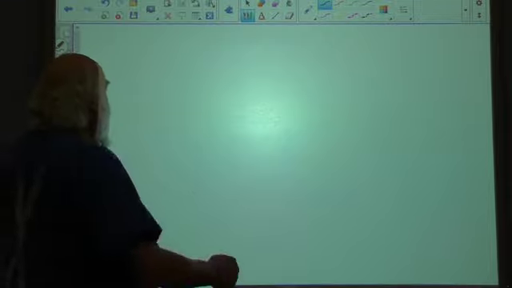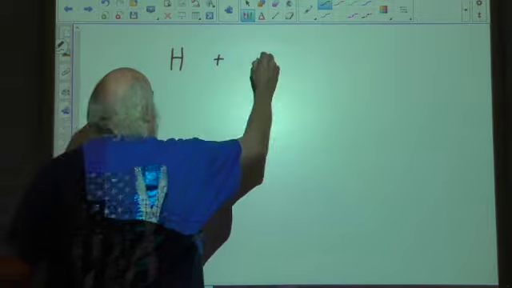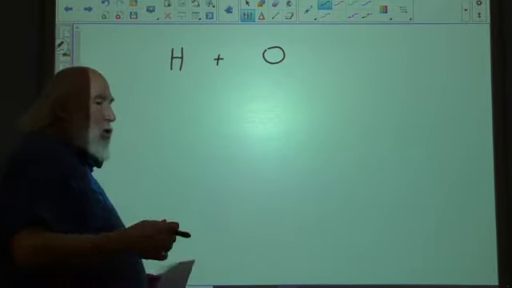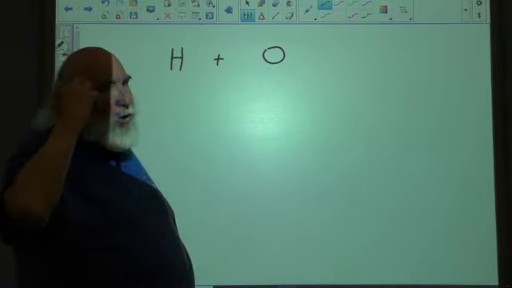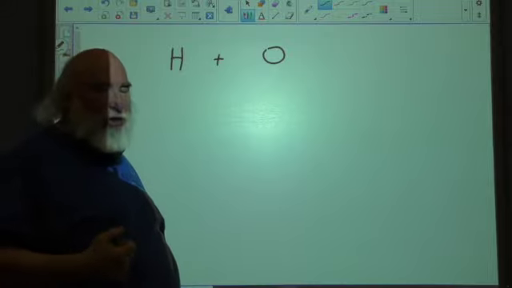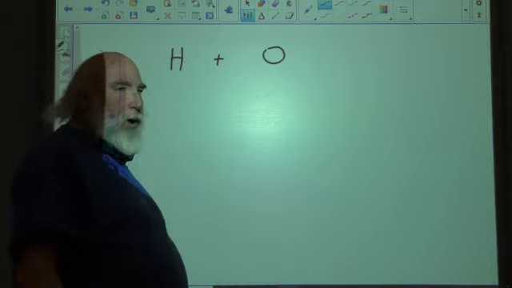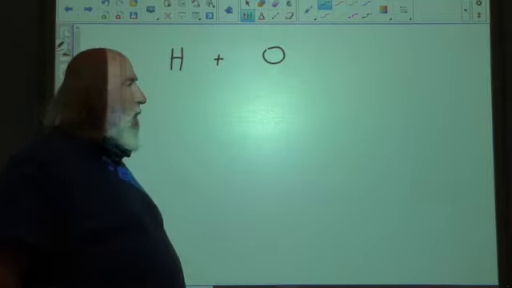So the two elements we said were hydrogen and oxygen. And so we write that like this. H and O, and they are going to collide with each other. In order for a reaction to take place, a collision must occur, forcing the electrons to create bonds that we talked about in the last two chapters.